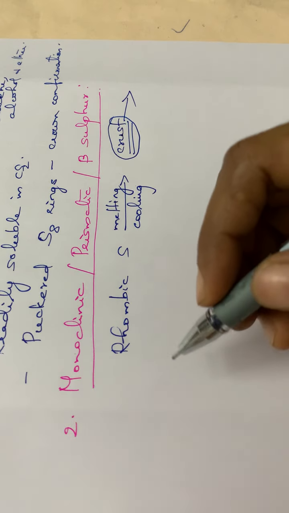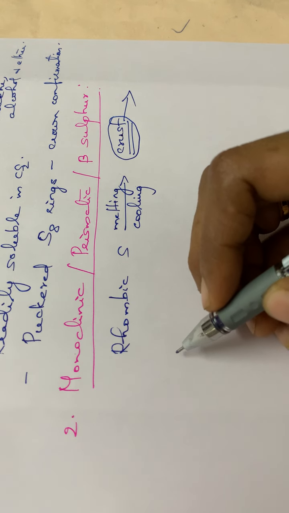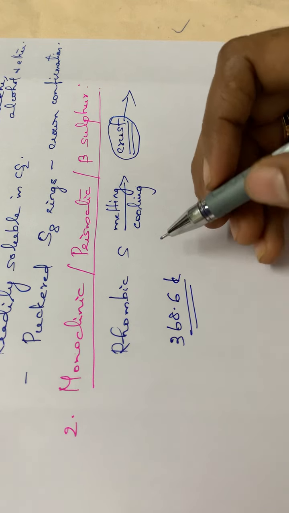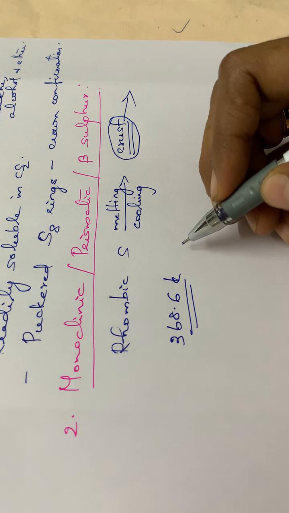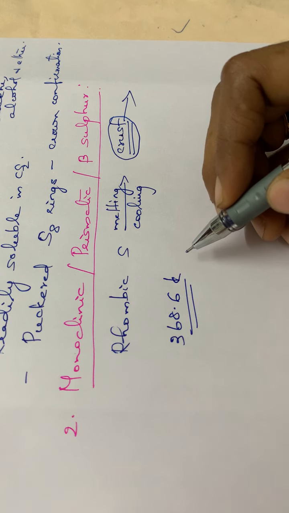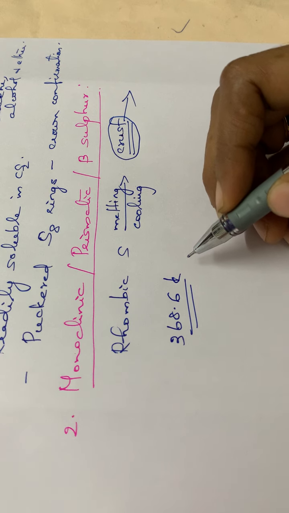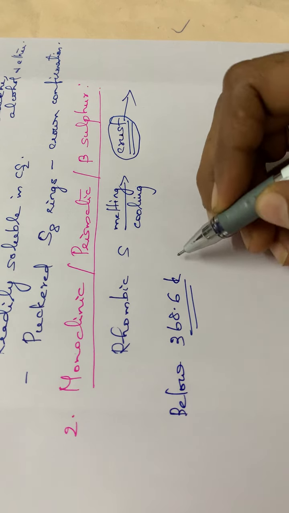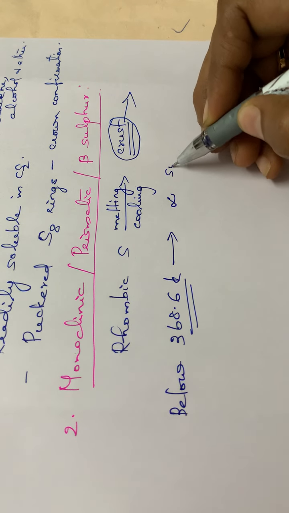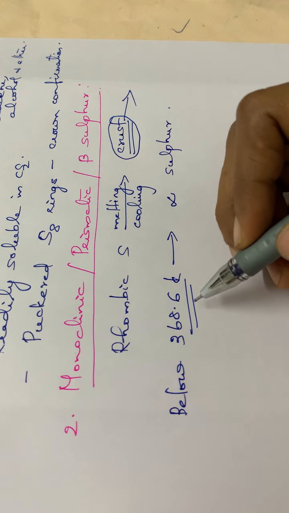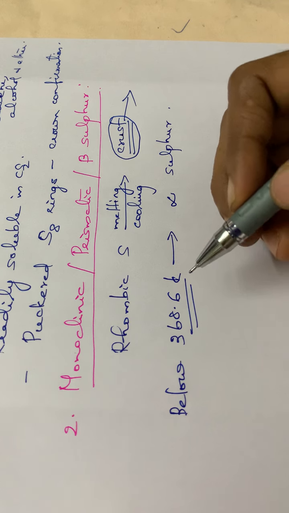This beta sulfur is stable at 368.6 Kelvin. Below this temperature, it will convert to alpha sulfur. Alpha sulfur means rhombic sulfur. So below 368.6 it will convert to alpha sulfur, and above 368.6 it will convert to beta sulfur.